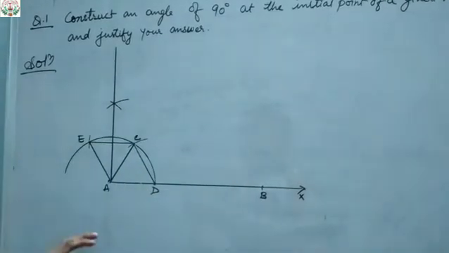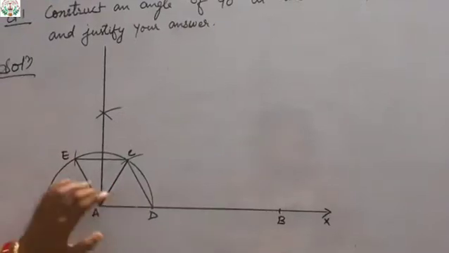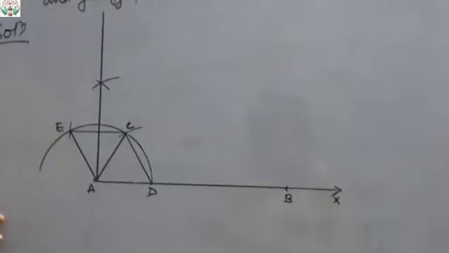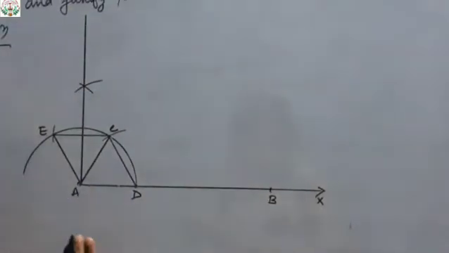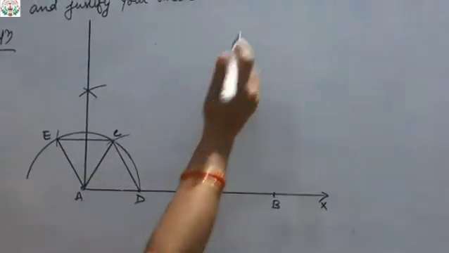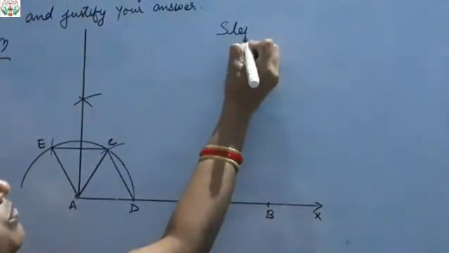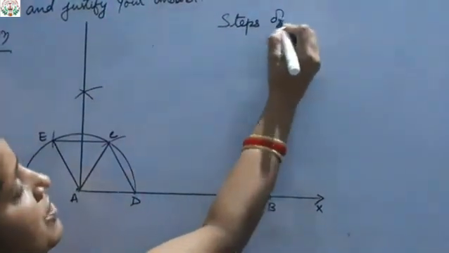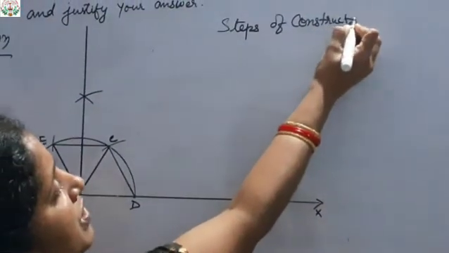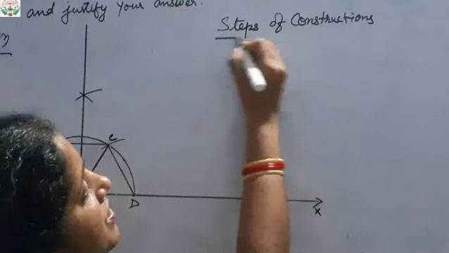Why? Because we have to justify your answer. Before going for joining of this line, first write the step of constructions. For making 90 degree, what all things you did, that will be our step of constructions. Now see, 90 degree we have made. Okay, the steps you might have seen. That steps only you have to write here. Steps of constructions. What you did first? Step of constructions in that.